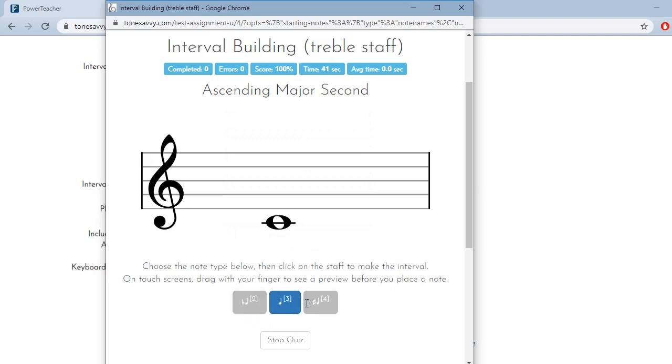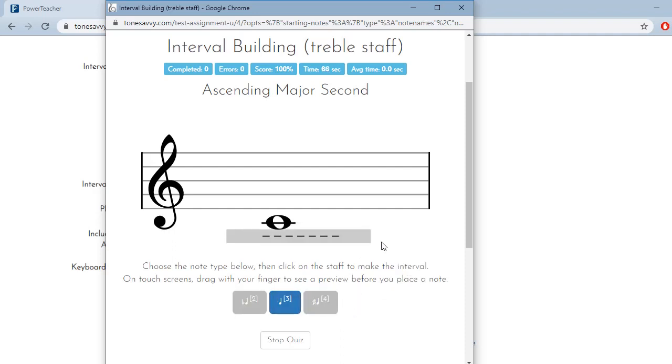If you look down here, we can make a note flat by clicking here or by pressing the number 2 on our keyboard. We can make a note natural by clicking or pressing the number 3 on our keyboard. And we can also make a note sharp. We don't have to actually go away from the natural that was already selected for this example, but you will for some of the others.